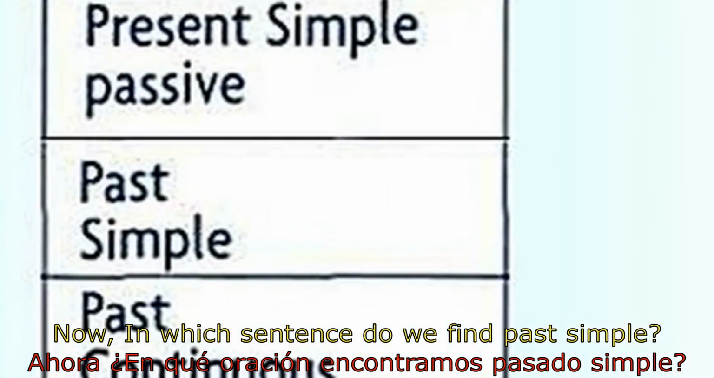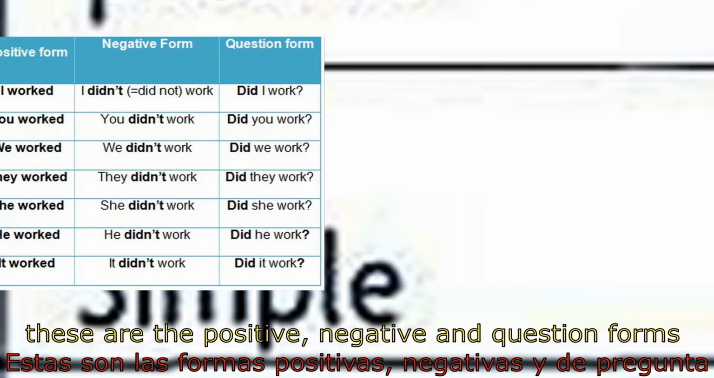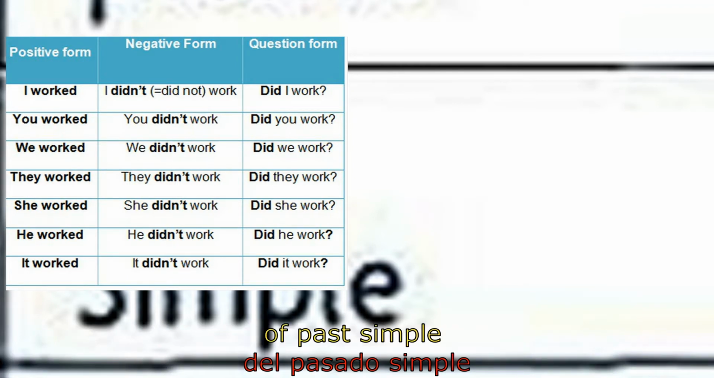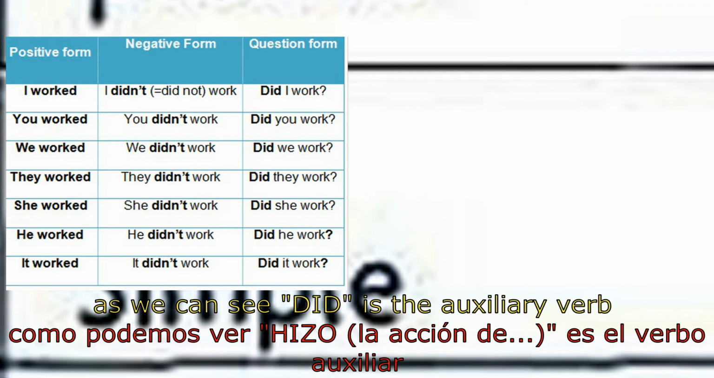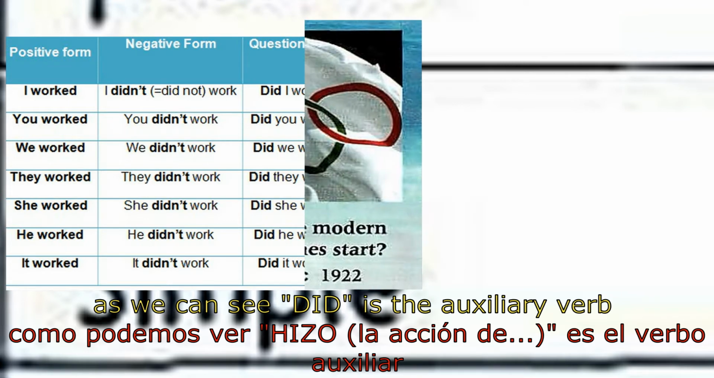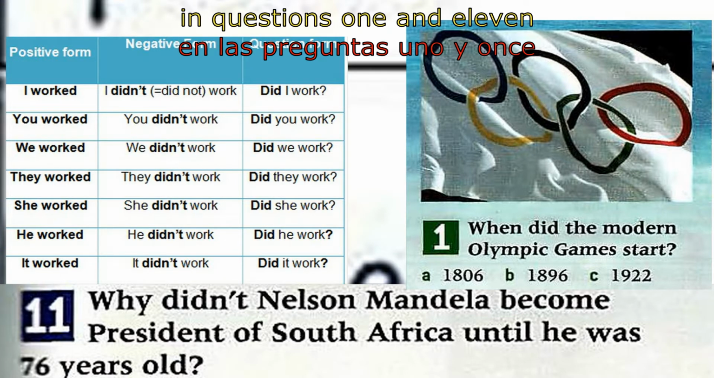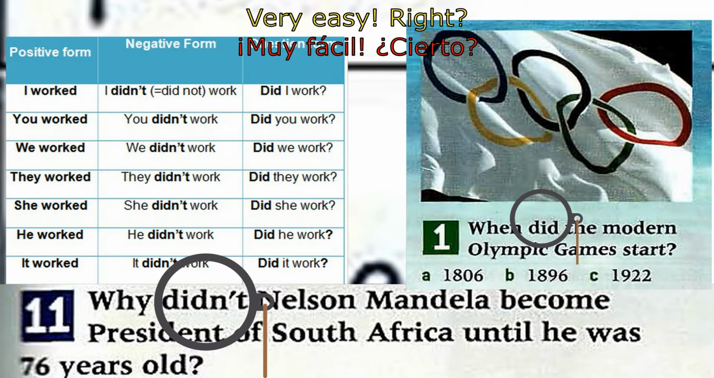Now, in which sentence do we find past simple? These are the positive, negative, and question forms of past simple. As we can see, did is the auxiliary verb. And we can easily find did in questions 1 and 11. Very easy, right?